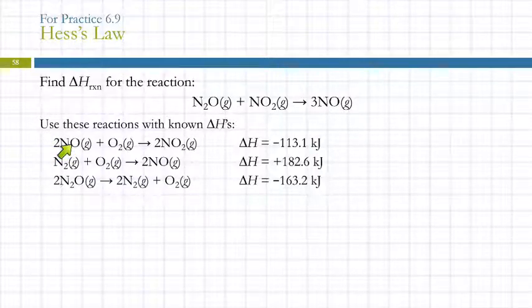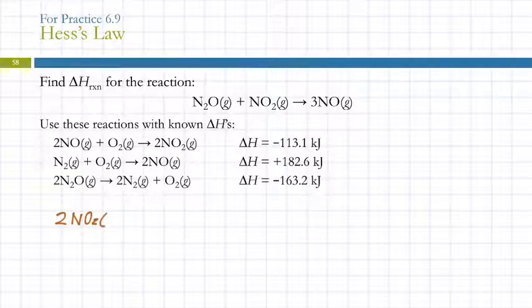This one has NO as a product. Over here I have NO as a reactant. So what I could do with this one is I could write it backwards. And this one has NO2 as a product, this one has NO2 as a reactant. So I can reverse the direction of that equation. So I'm just going to write it backwards.